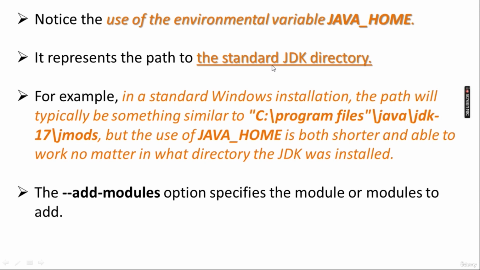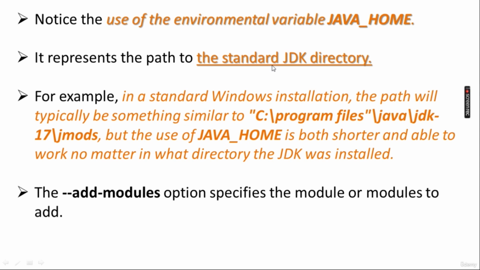Use of the environment variable JAVA_HOME: it represents the path to the standard Java development kit directory. In a standard Windows installation, the path will typically be something like C:\Program Files\Java\JDK 17\jmods. But use of JAVA_HOME is both shorter and able to work no matter in what directory the JDK was installed. So you don't have to go to your environment variables and copy the path. You can directly use the name JAVA_HOME.